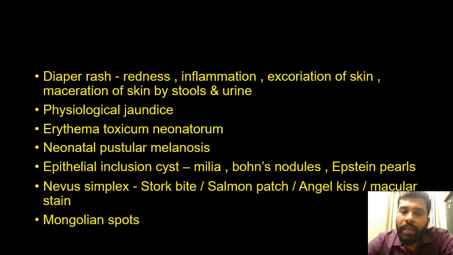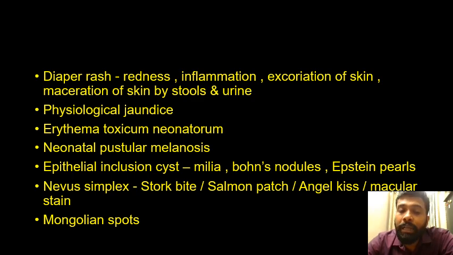And other common issues are diaper rashes, in which there is redness, inflammation, excoriation of skin, maceration of skin, all caused by prolonged contact of stools and urine with the child's tender skin. Next is physiological jaundice, erythema toxicum neonatorum, neonatal pustular melanosis, epithelial inclusion cysts, examples being milia, Bohn's nodules, and Epstein pearls. We'll see each of these one by one in the subsequent slides.